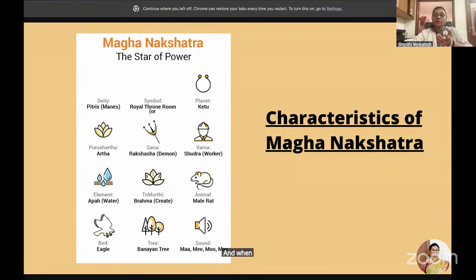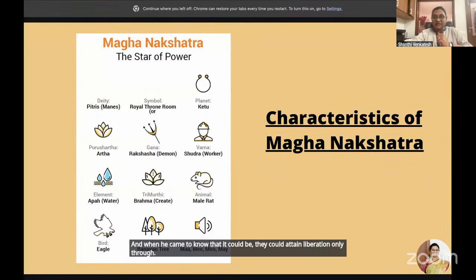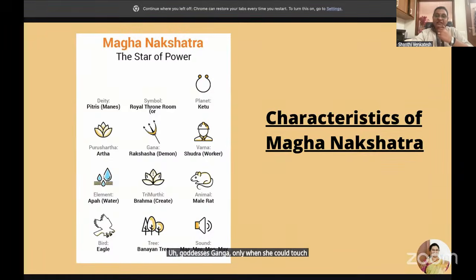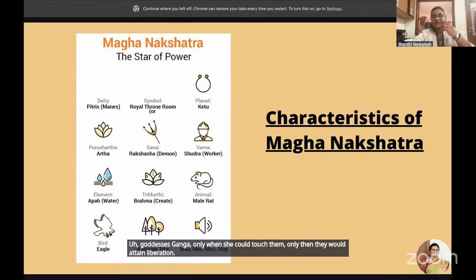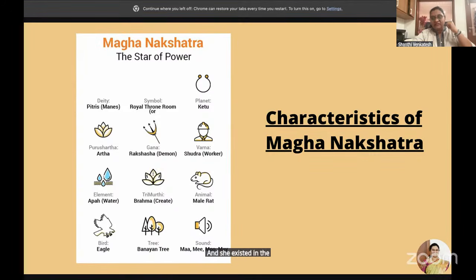And when he came to know that they could attain liberation only through Goddess Ganga, only when she could touch them, only then they would attain liberation. And she existed in the heavens. That's why he did fierce penance to bring her down to earth.